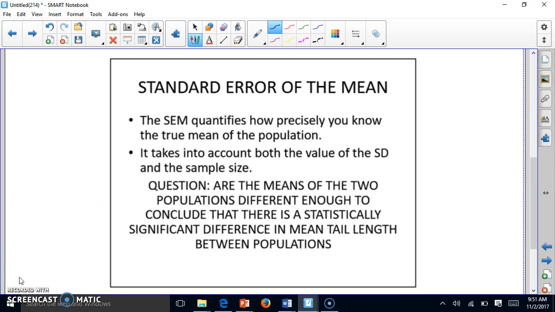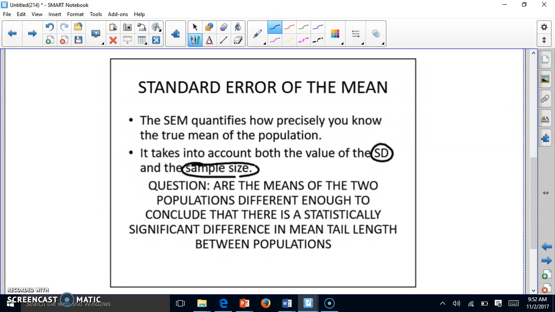The formula for standard error of the mean helps you determine how well you actually know the mean of a population. Like, how accurate is your mean population? Okay, and like we said, it takes into account both the standard deviation and the sample size.